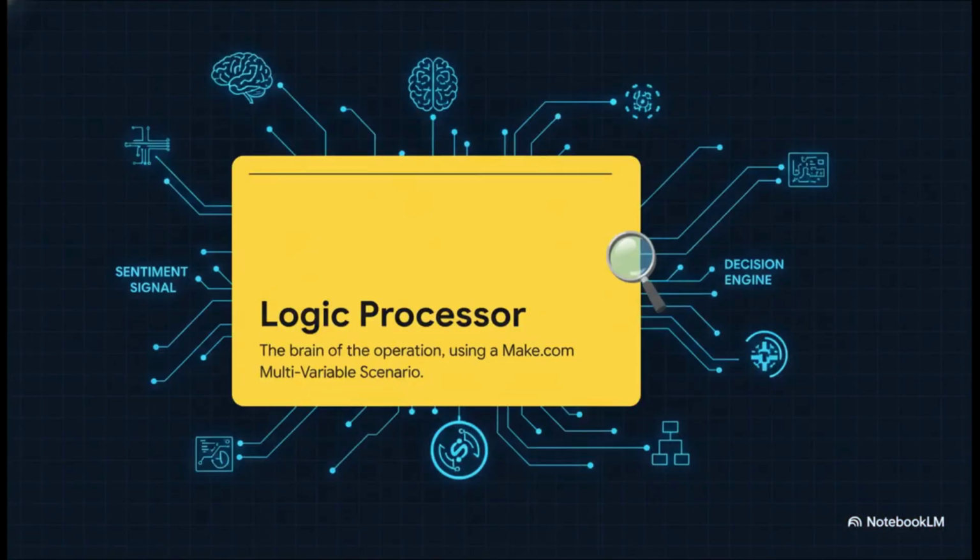And now we get to the really cool part, the brain of the whole operation, the logic processor. It uses a multivariable scenario to figure out what to do with that data packet. Now, the main thing it looks at is the star rating, that sentiment signal. But it can also look at other stuff, like customer history or how much they spent, to decide what to do next. This is truly where the intelligence of the system lives.